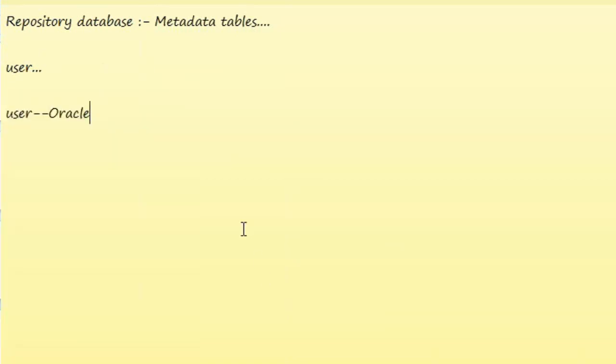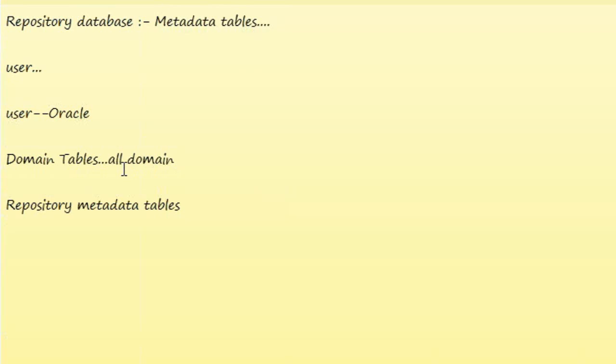Whenever you install the Informatica server, it will create two types of tables. One is the domain tables and the other is the Informatica repository metadata tables. Around 170 to 180 domain tables will get created. These domain tables will store all the domain related information. Domain means all about the nodes and the repository service information, all these things. All the domain information will be stored in these domain tables.